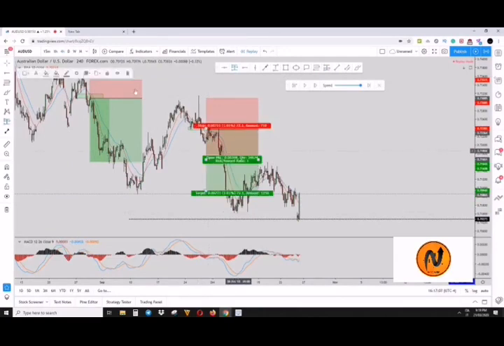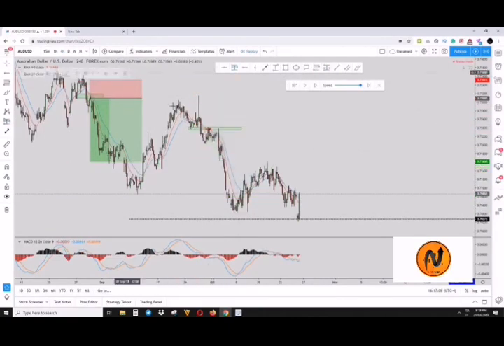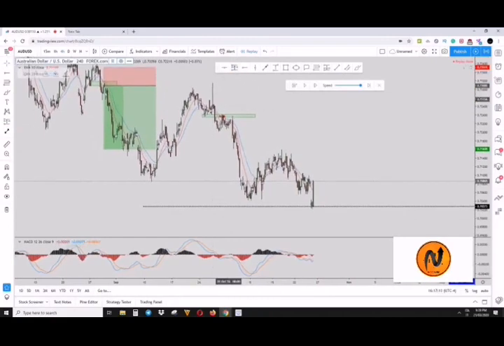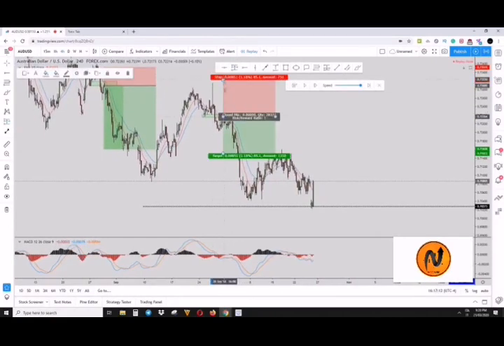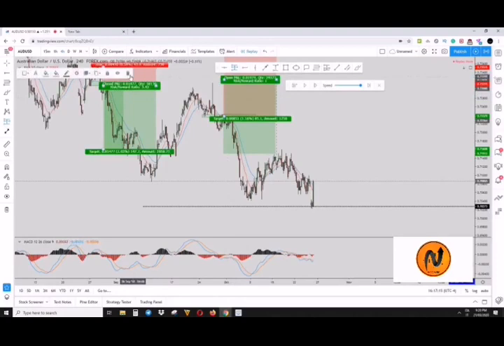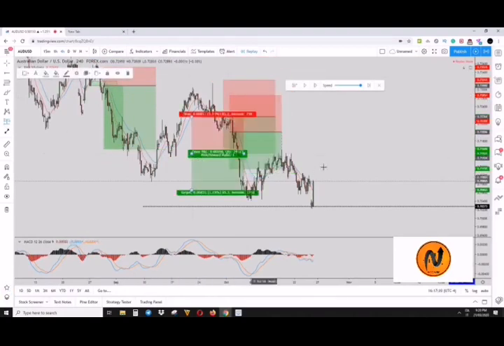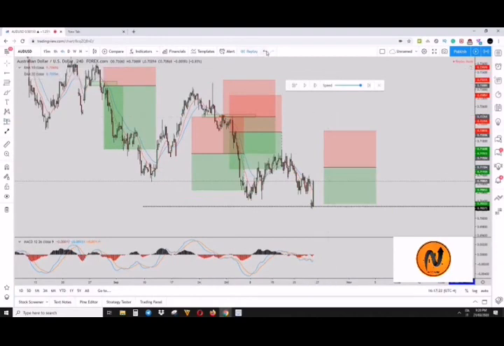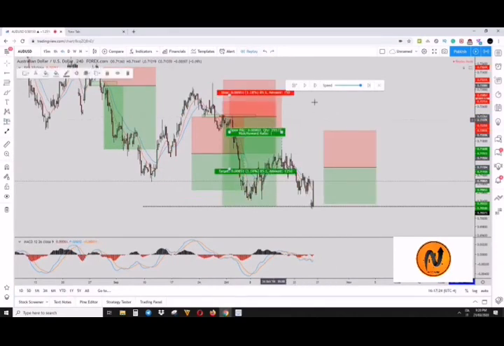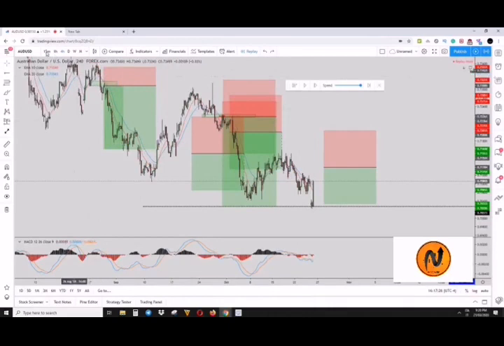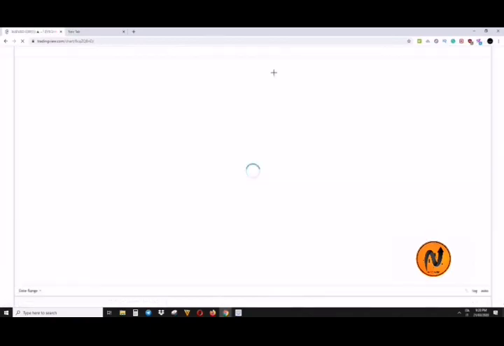What is going on here? I don't want to reload the page, but TradingView is going a little bit crazy. So every time I click now, it puts a risk reward tool. Okay, I have to reload the page. By the way, you can skip this part, obviously.